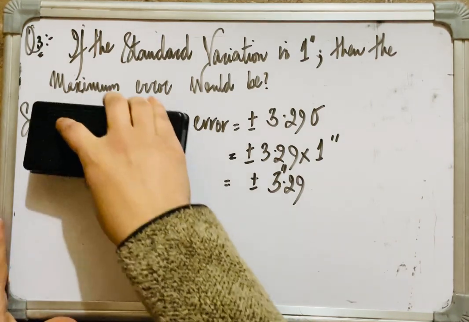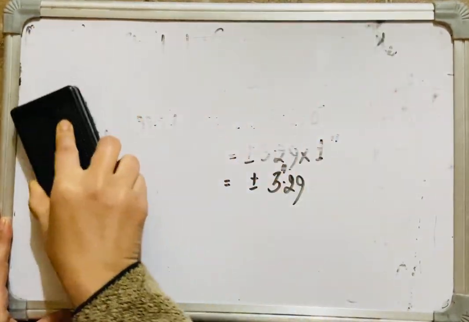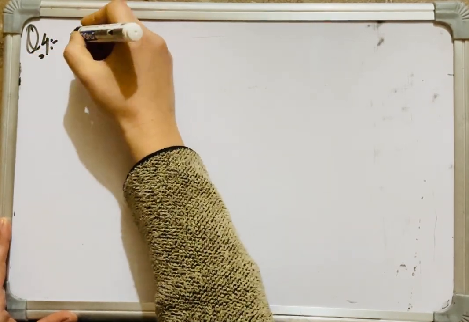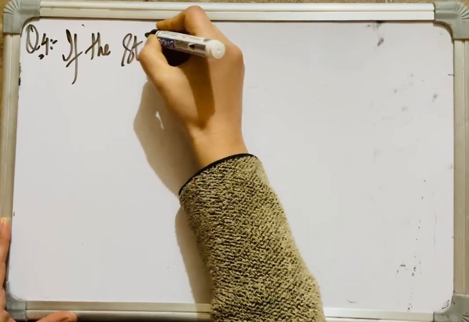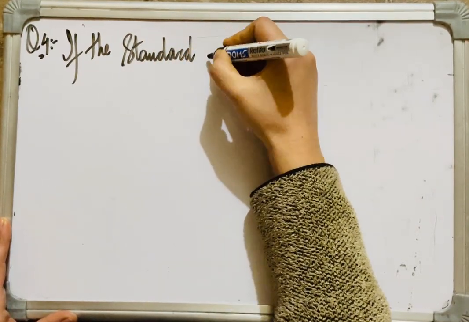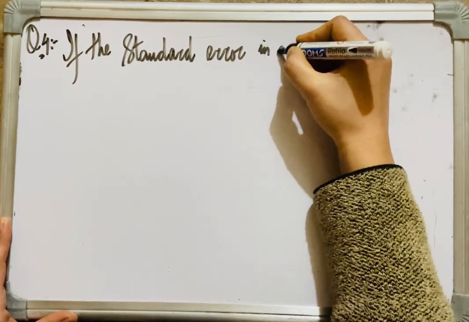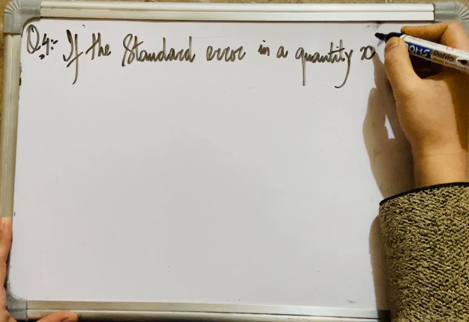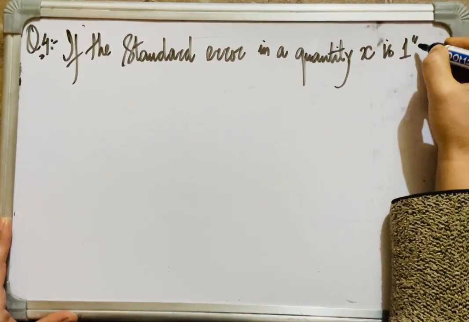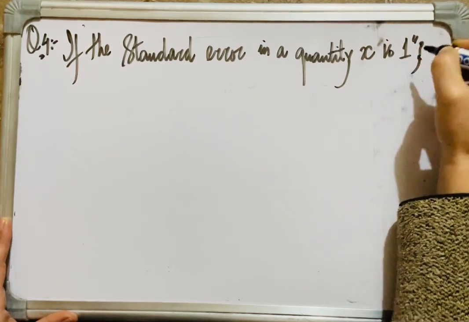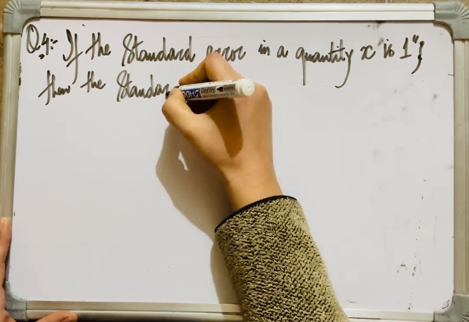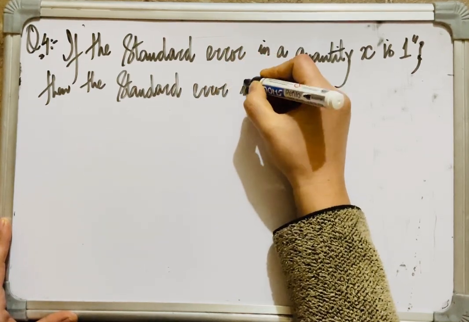All right, moving on, let's do the next question. Question number 4 is, if the standard error in a quantity x is 1 seconds, then the standard error in 4x will be.